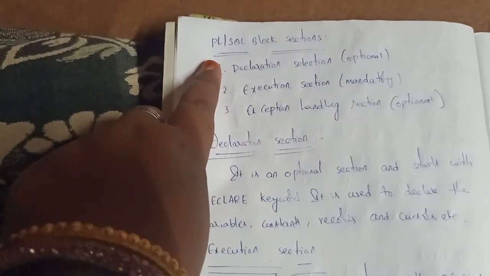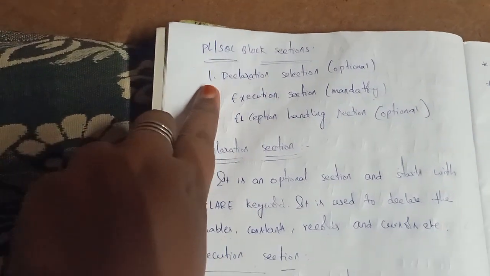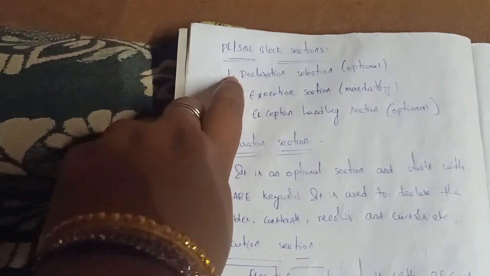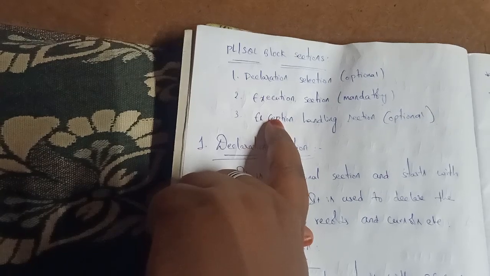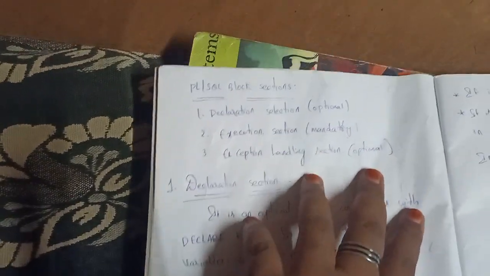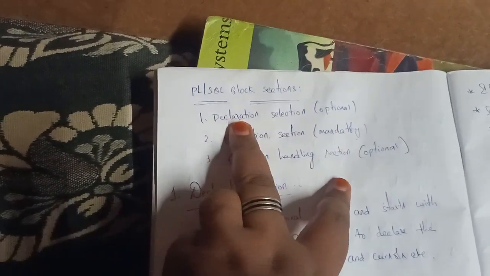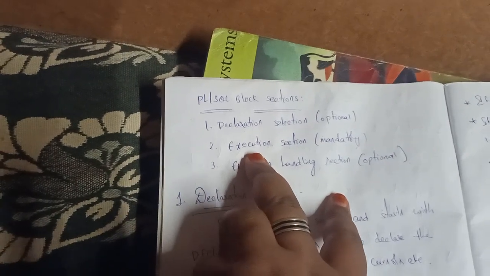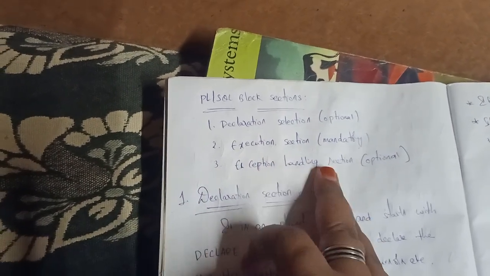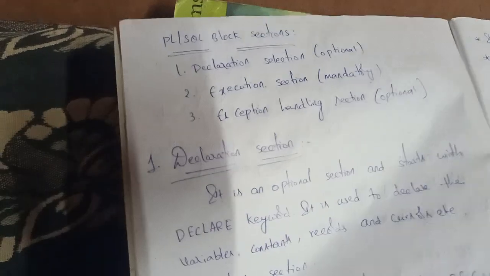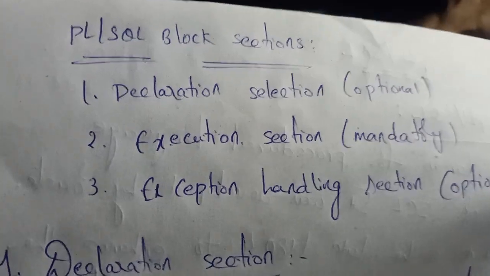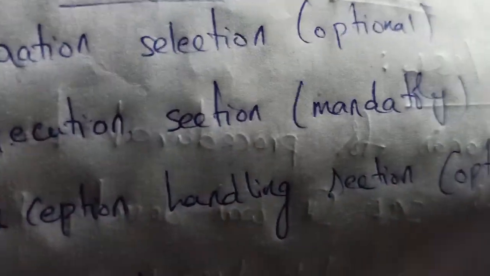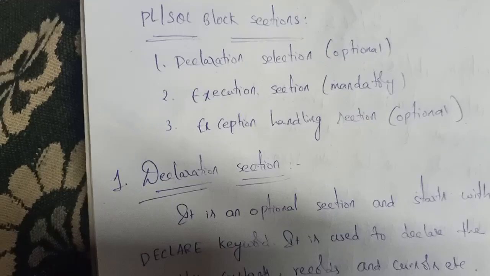PLSQL block sections. There are 3 sections we maintain. The first is the declaration section, the second is the execution section, and the third is the exception handling section. Here you can notice that declaration is optional, execution is mandatory, and exception is optional. I already told you, of these 3, only the execution section is mandatory, along with end. Hope you understand easily.